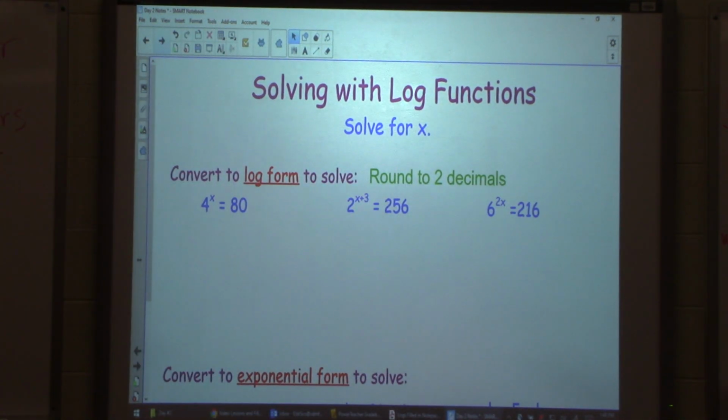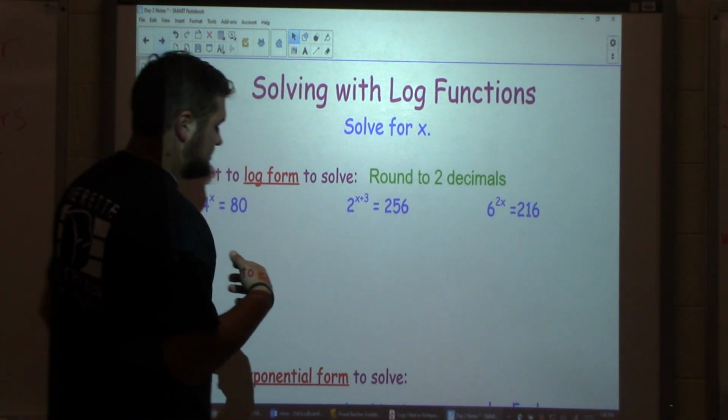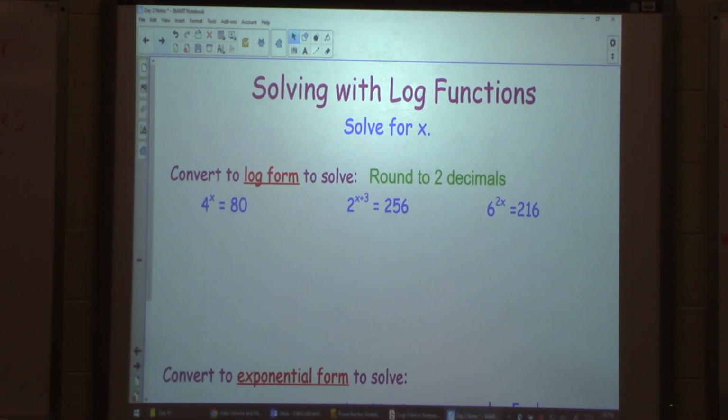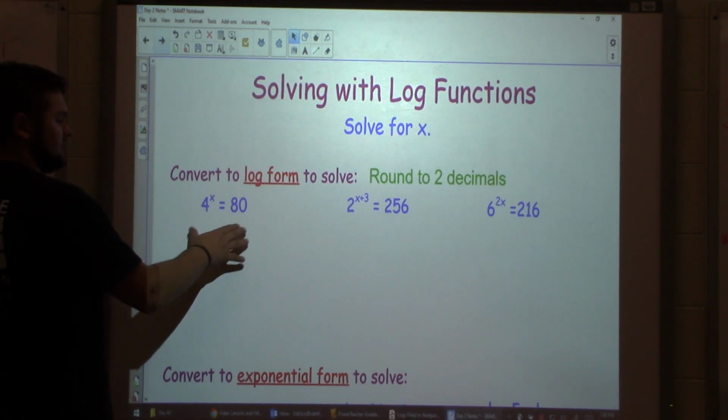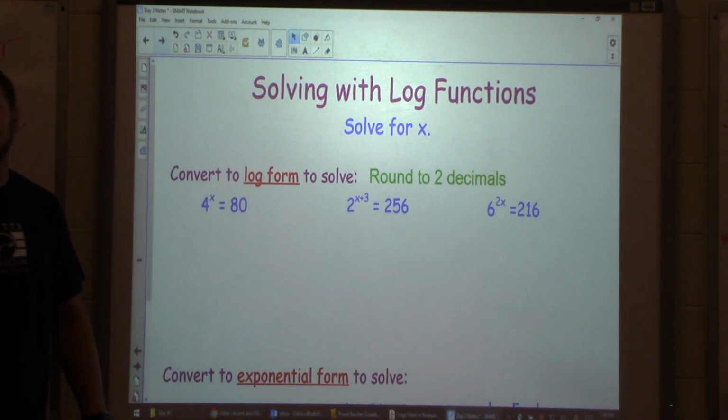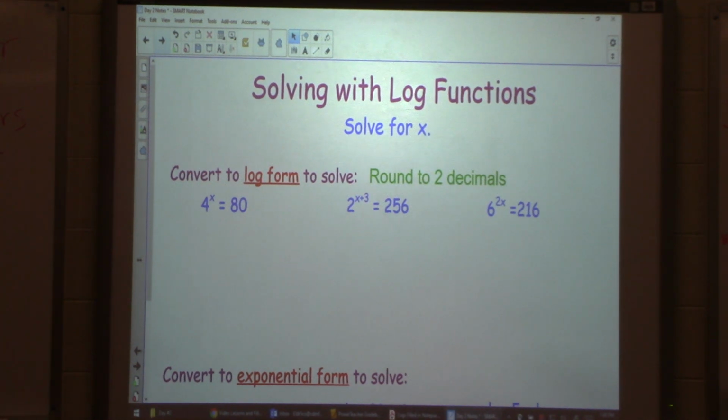So, yesterday we went log form to exponential, exponential to log. Today we're going to solve log functions. If you are ever given something in exponential form, and it tells you to solve, there's a 99.9% chance you need to switch it to log form to solve it. So it's given you an exponential form, convert to log form to solve it. We're going to round to 2 decimal places for these answers.